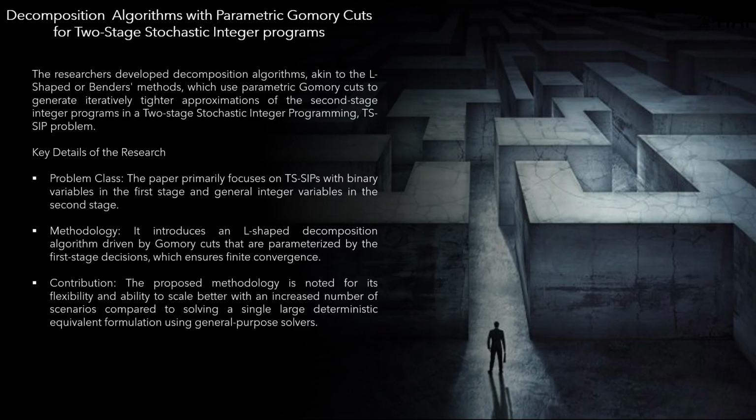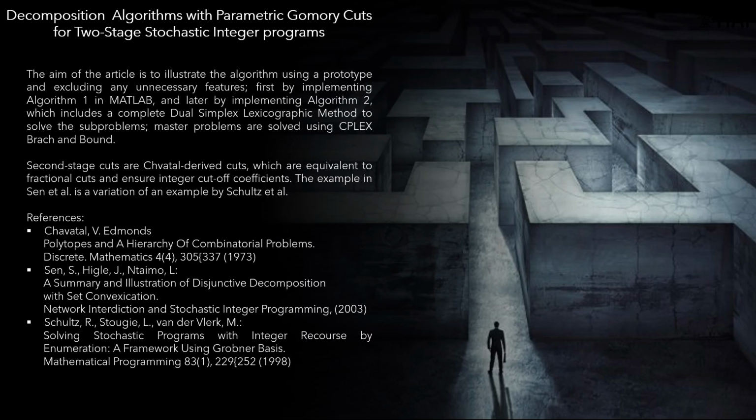Contribution: the proposed methodology is noted for its flexibility and ability to scale better with an increased number of scenarios compared to solving a single large deterministic equivalent formulation using general-purpose solvers. The aim of the article is to illustrate the algorithm using a prototype and excluding any unnecessary features, first by implementing algorithm 1 in MATLAB, and later by implementing algorithm 2, which includes a complete dual simplex lexicographic method to solve the subproblems. Master problems are solved using branch-and-bound. Second-stage cuts are Chvátal-Gomory derived cuts, which are equivalent to fractional cuts and ensure integer cut coefficients.